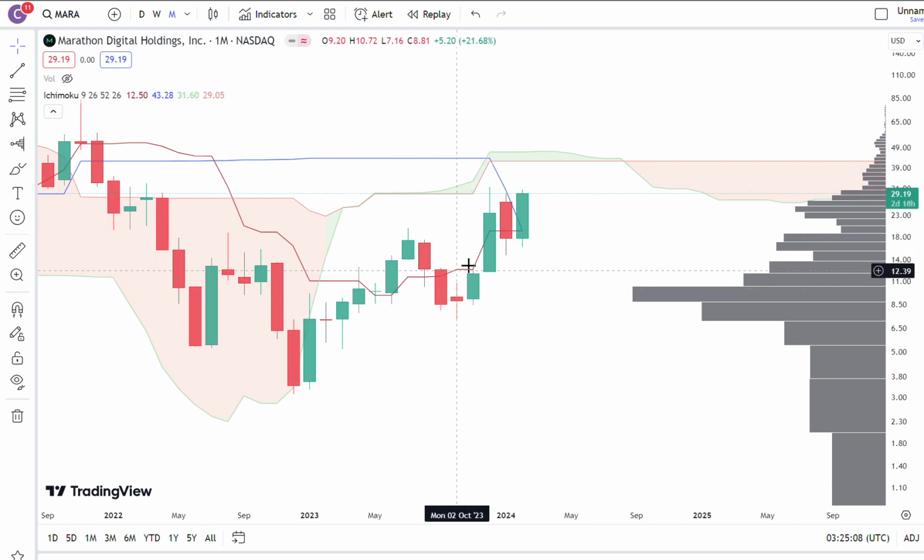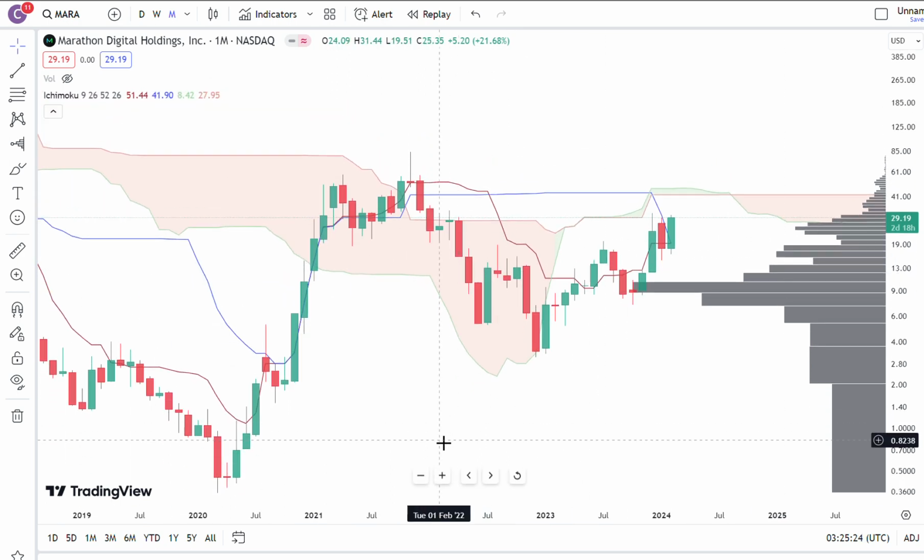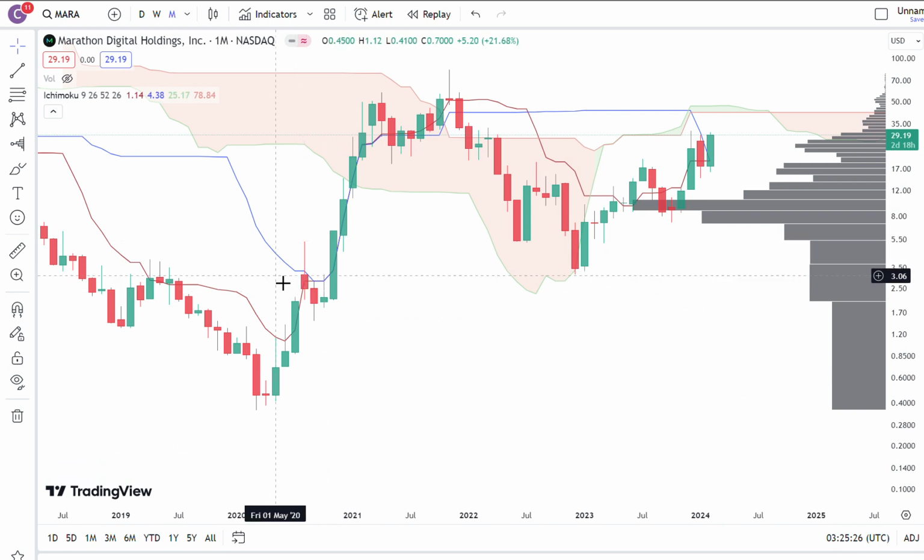If you have the Tenkan getting above the Kijun, basically a bullish cross, generally it tells you that there's a longer-term bullishness happening. If it happens on a monthly chart, it could keep going up for about a year or so. Once this happens, for example, last time it happened was back here. It didn't fully capture this leg down here, but it captured this whole move up when it crossed.